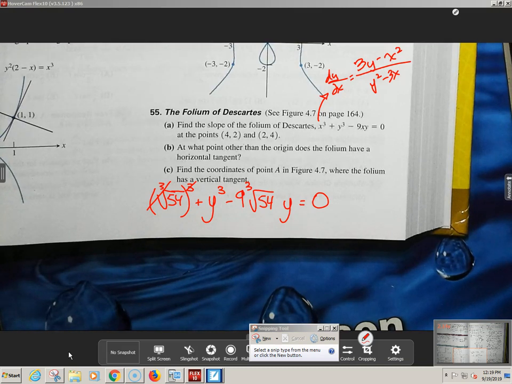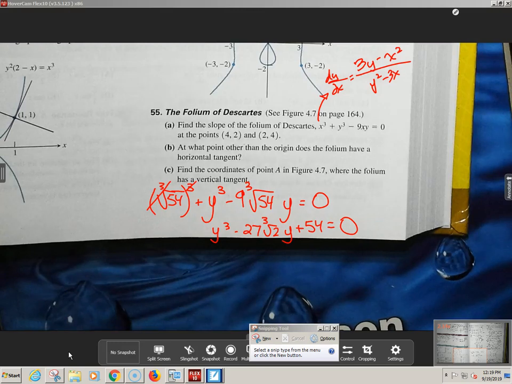This would be minus, we have y cubed minus, bring out the 27, cube root of 2y plus 54. Is that going to be a super nice one to factor? I don't think so. So I'm going to go look at page 164 because they told us there was a picture for a reason, just in case there might be a helpful hint or clue. You guys, you know that we're just looking for the leveling off points, right?